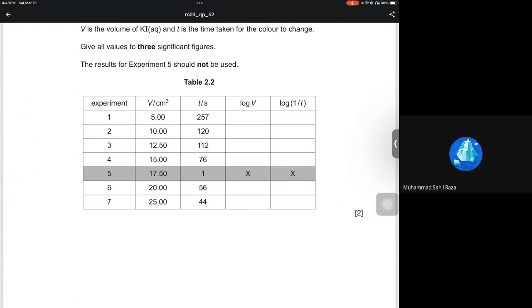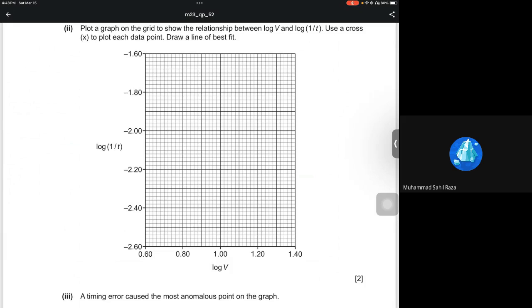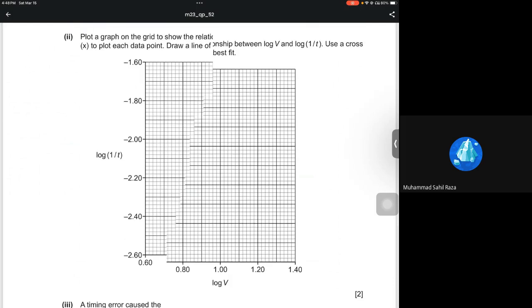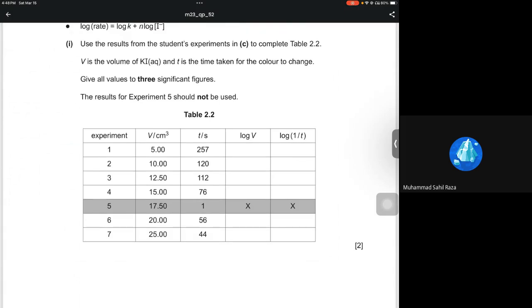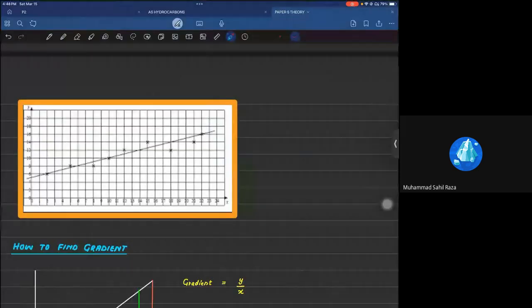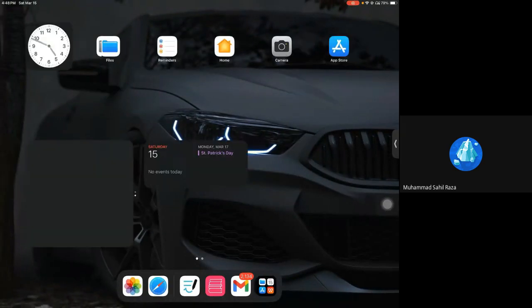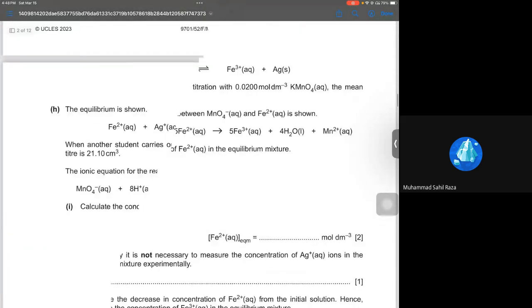They have given you some points and provided the x and y axes. It's a graph of log 1 over t versus log v. First of all, you have to find the values of log v and log 1 over t. So you are supposed to tell me the answers, then I would be solving this. Let me open the paper first, then I would be solving it, so that you can understand in a better way.